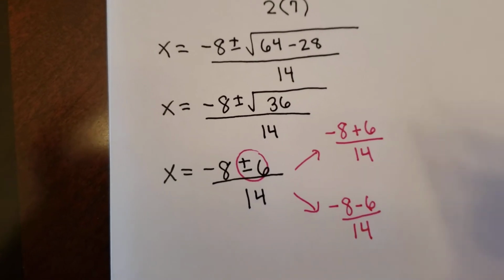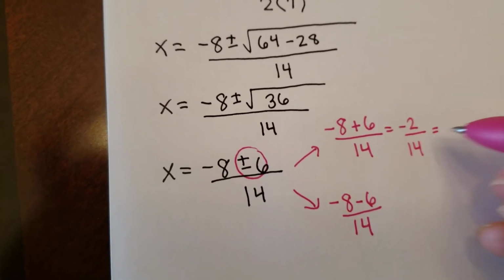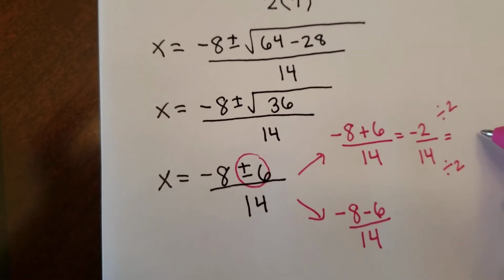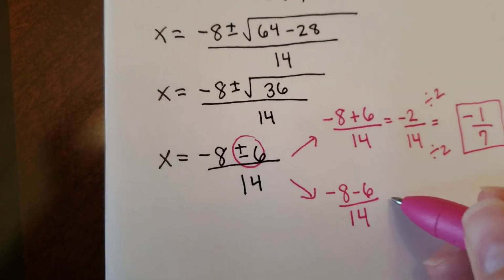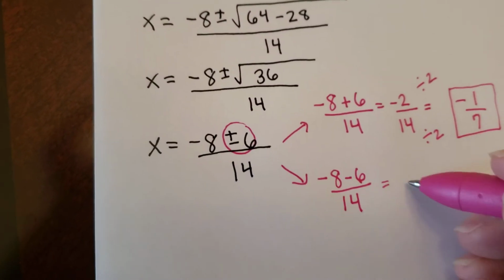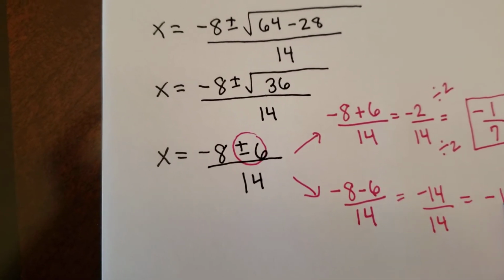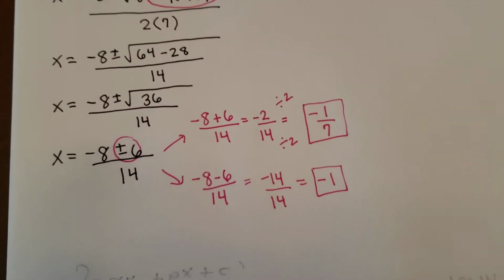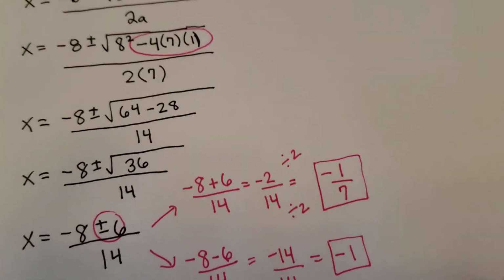Negative 8 plus 6 will give us a negative 2 over 14, and I can reduce that by 2, giving me a negative 1 over 7. And then this will give me negative 14 over 14, which reduces to negative 1. So your 2 solutions are a negative 1/7 and a negative 1. We're going to do one more of these, just to make sure we've got it.